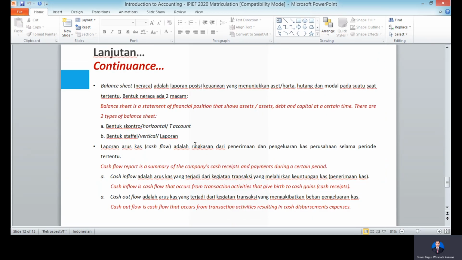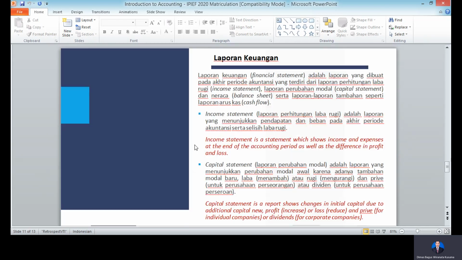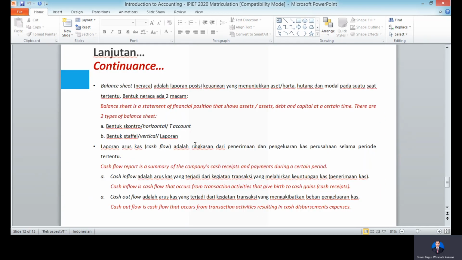And next one, the balance sheet. A balance sheet is actually a statement of financial position that shows assets, liabilities, and also the capital at a certain time. And there are two types of balance sheet: horizontal account and vertical account. In detail, we will learn it during the course.